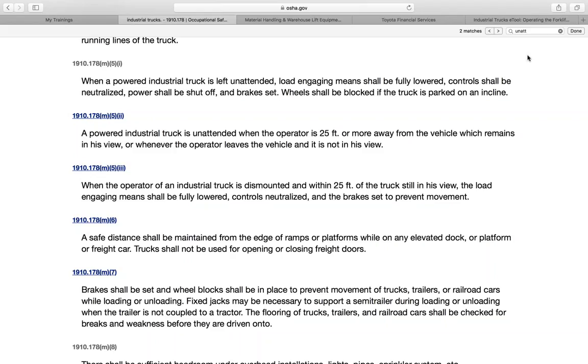Anytime we're using a forklift, what's its main use? It's to transport, right? Heavy, bulky, large, awkward loads that aren't always practical to do manually, right? So, I mean, that's basically what we're looking to do. So let's talk about traveling with loads a little bit.